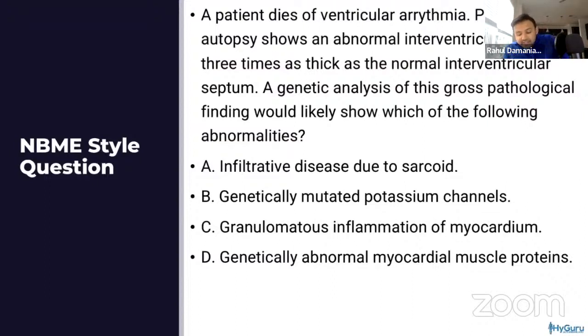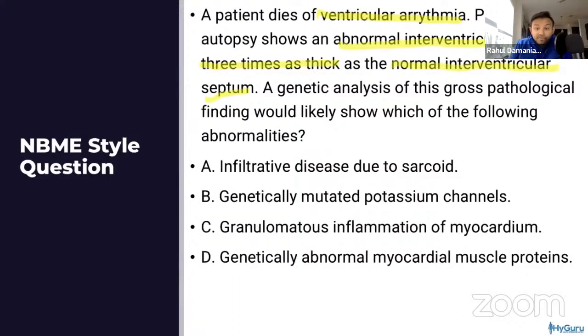A patient dies of ventricular arrhythmia. Post-mortem autopsy shows an abnormal interventricular septum. This abnormal interventricular septum is 3 times as thick as the normal interventricular septum. A genetic analysis of this gross pathological finding would likely show which of the following abnormalities?